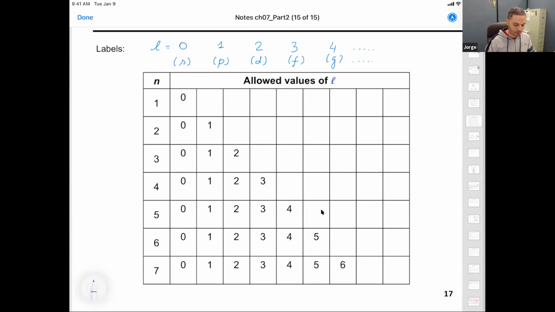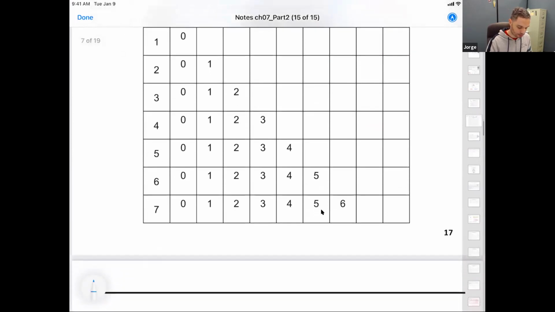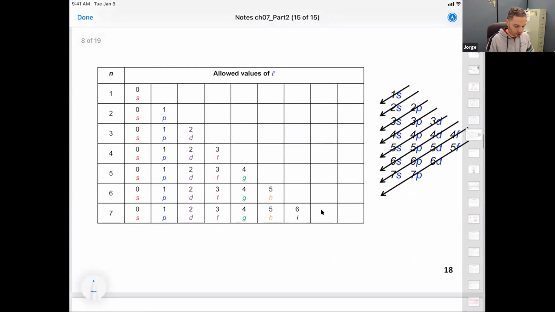Therefore, now if we add the orbital labels to each value of L as a function of the shell, we are going to get something like that. For the first shell, we just have an s orbital. For the second shell, we can have an s and a p. The third, s, p, d; fourth, s, p, d, f, and so on, all the way to the seventh shell, which can have s, p, d, f, g, h, and i.